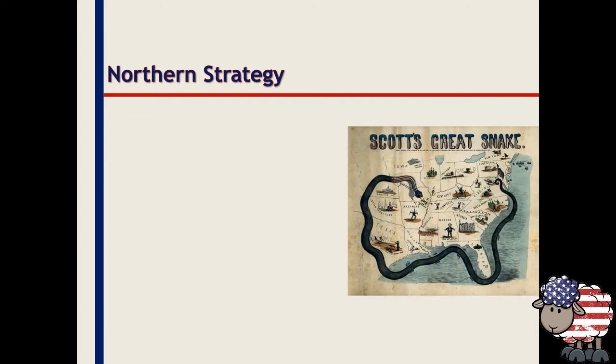Now, the North, once the war is underway, creates what they call the Anaconda Plan, led by General Winfield Scott. General Winfield Scott became known as a general during the Mexican-American War, and is the commander for the Union at the start of the war.